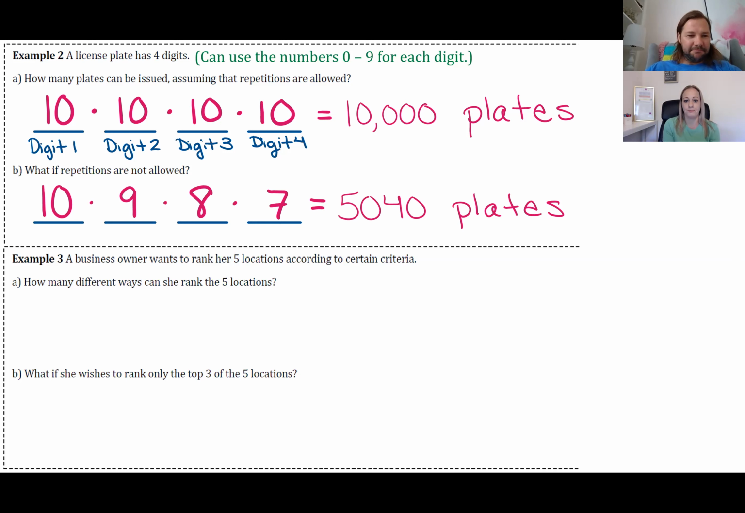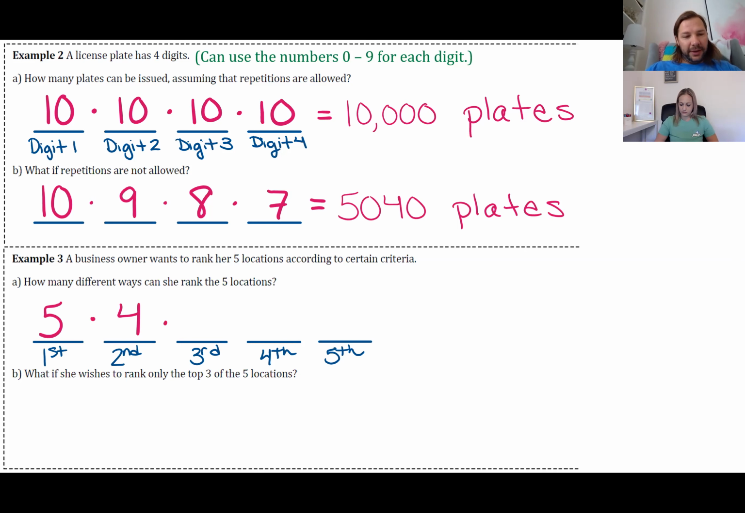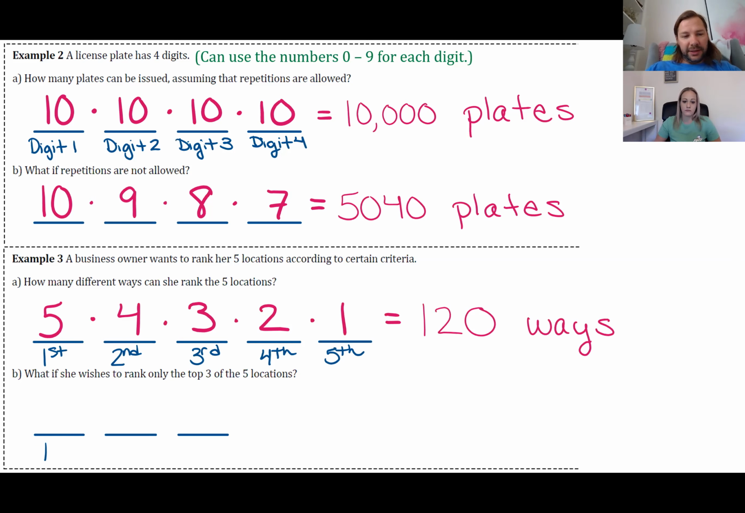Okay, so for example 3, it says a business owner wants to rank her 5 locations according to a certain criteria. How many different ways can she rank the 5 locations? So there's 5 locations, and so she has 5 options for the first location, like what she wants to rank number 1. And then because she's used 1 again, she can only have 4. And then I think you can predict it's going to go 3, 2, and 1. And so that's 5 times 4 times 3 times 2 times 1, which is 120 different ways that she could rank them.